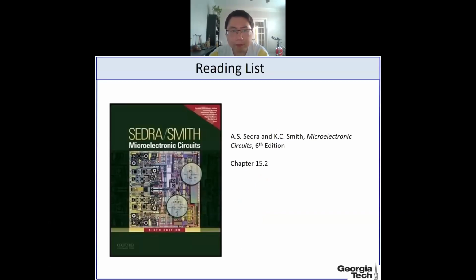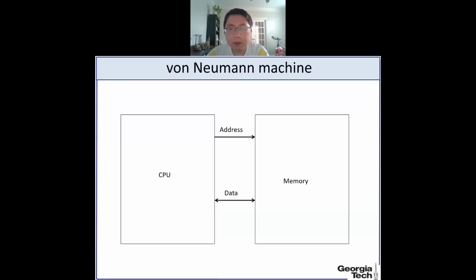And this is a reference chapter in the supplementary reading list. This is chapter 15.2. So let's get started. The memory system is a very important component in the von Neumann machine. So this is a generic architecture for the von Neumann machine. You have seen this before, I guess.